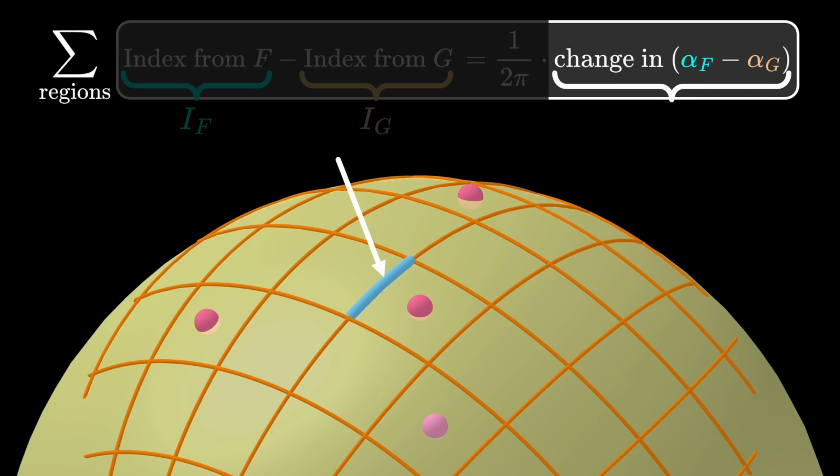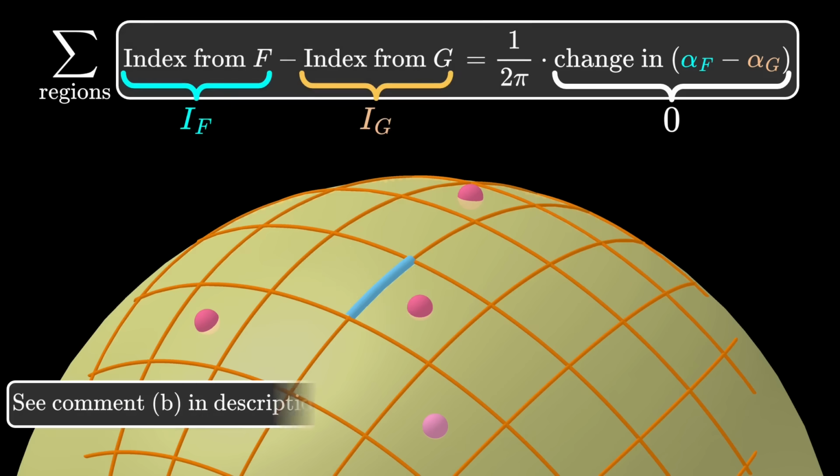The angle change is always measured counterclockwise, so for the region to the right of this edge, it is traversed from top to bottom. But for the region to the left of this edge, it is instead traversed from bottom to top, which cancels out. This is true for all edges, so the total change in this angle is 0. This is exactly what we wanted.